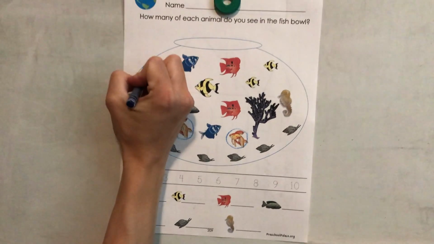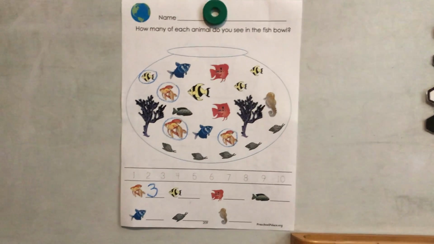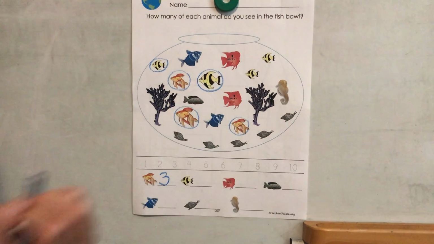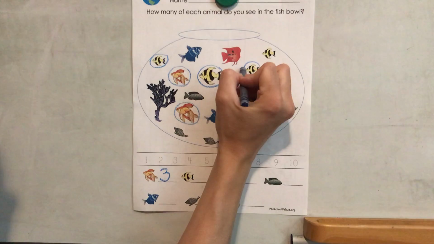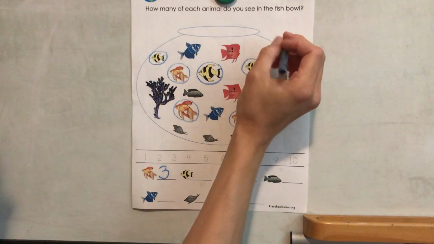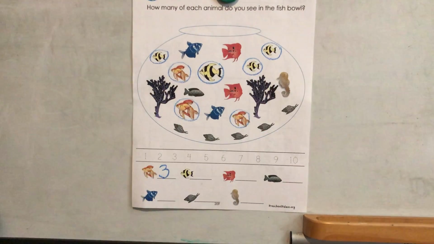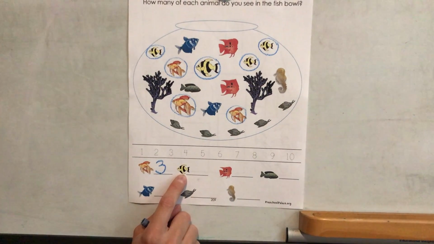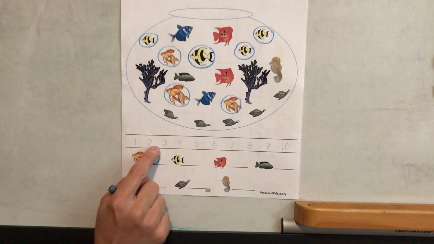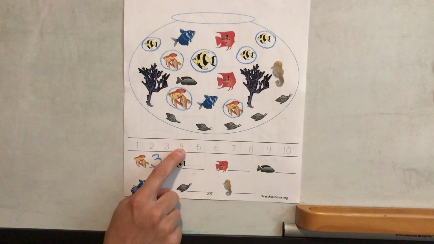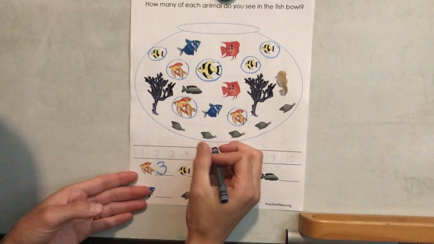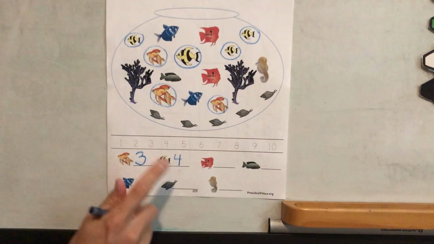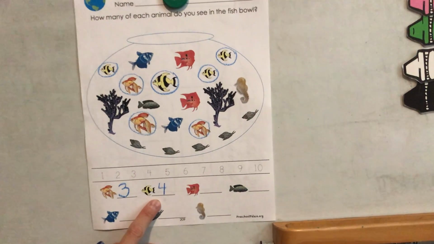You're gonna do 1. Do you see another one? 2, good job. 3, and here's our last one, 4. So I know that there are 4 of these striped fish. So we have 1, 2, 3, 4. So that's what we want our number to look like. So everyone go ahead and write your 4 to look like this.